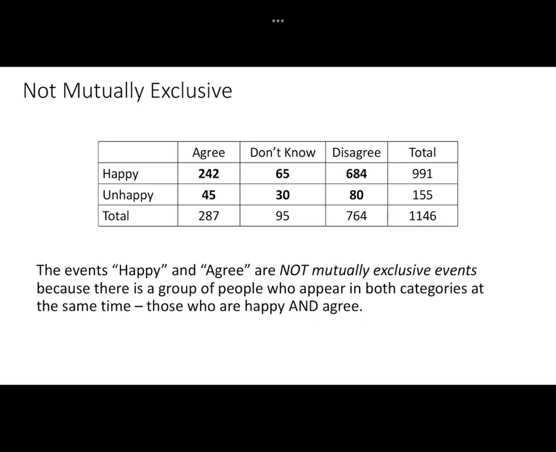The events happy and agree are not mutually exclusive events because there's a group of people who appear in both categories at the same time. The picture you might want to have in your mind again is here's my happy set of people, and here's my agree set of people, not drawn to scale. So there were 991 total people in my happy group, but in the middle there are 242 people that live both in the happy and the agree circles.